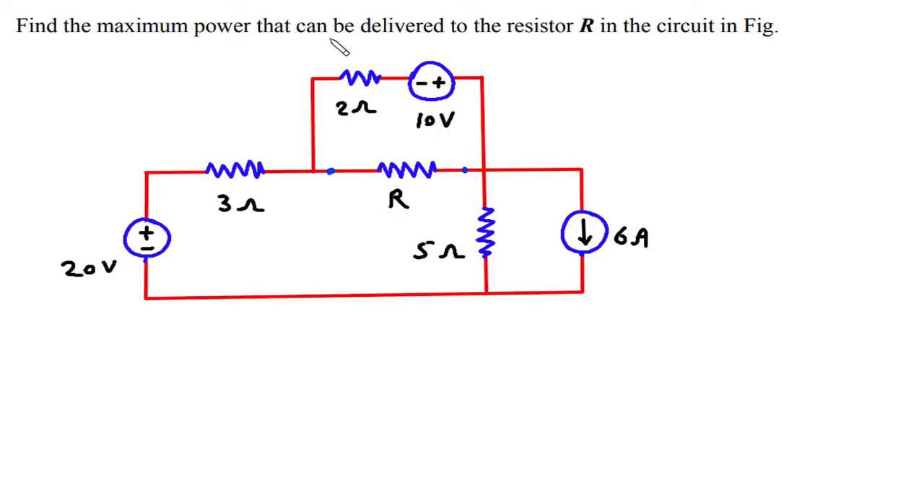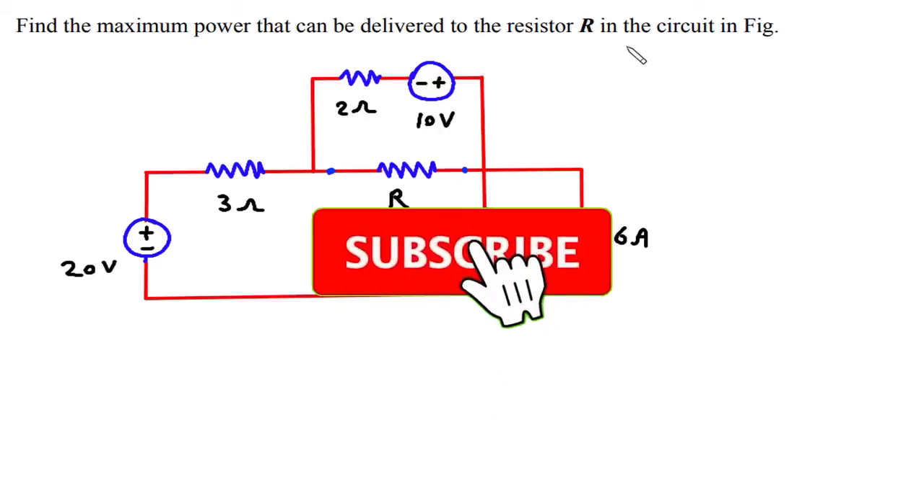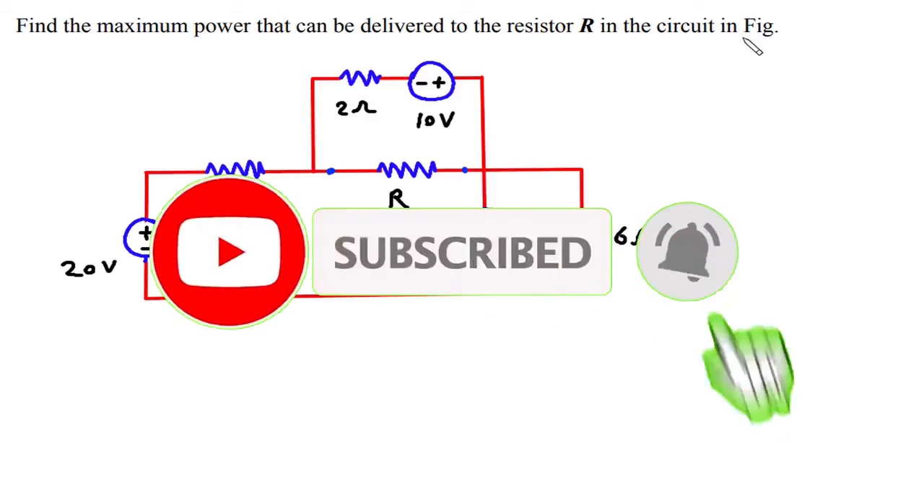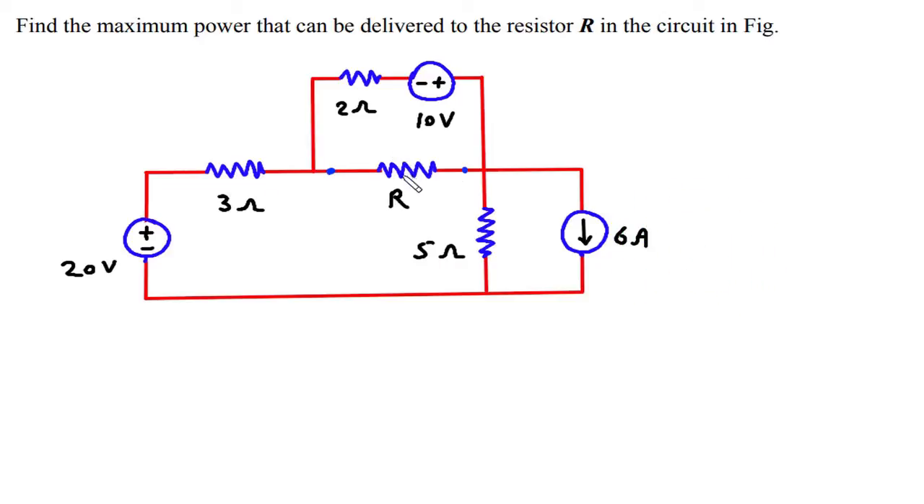Find the maximum power that can be delivered to the resistor R in the circuit in figure. We have to find the maximum power that can be delivered to the resistor R in this circuit. So the remaining circuit will be the solution. For maximum power transfer theorem, RTH is equal to RL. So this is our RL and the remaining circuit will be RTH.